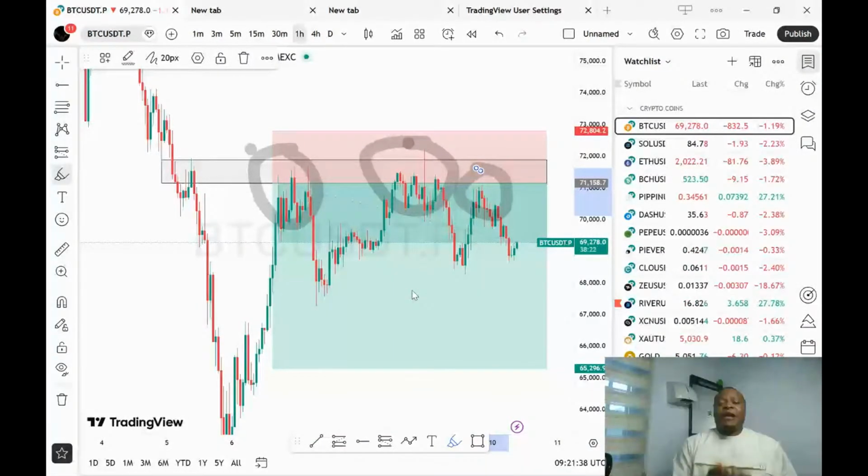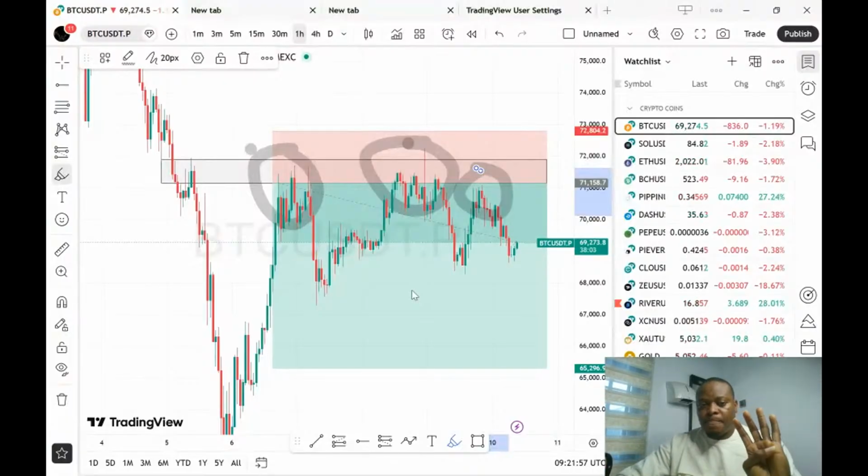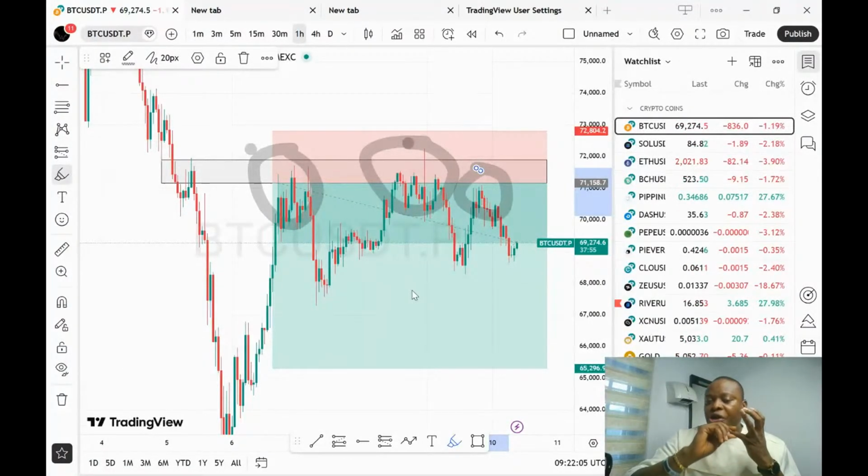You don't check just one pair. You check BTC, you check Solana, you check Ethereum, you check LTC, you check multiple pairs. After checking multiple pairs, there are four things you're looking for. Number one, a break of structure or a change of character. Number two, the formation of a fair value gap. Then number three, you're looking for what?